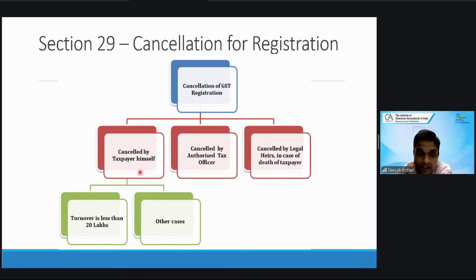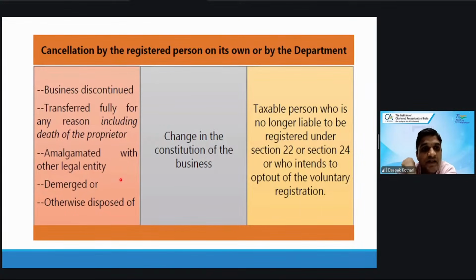When will the taxpayer himself cancel? If his turnover has crossed the limit, or in any other case where he feels the business is not feasible, then he can cancel it. Also if the business is discontinued, transferred fully, or there is amalgamation or demerger, or there is a change in constitution and the taxable person is no longer liable for registration, then they can opt for cancellation.